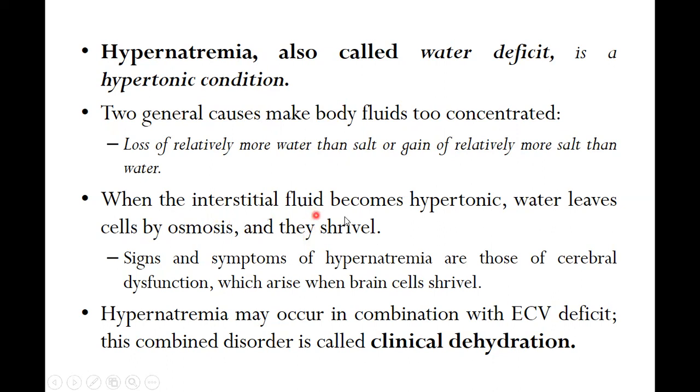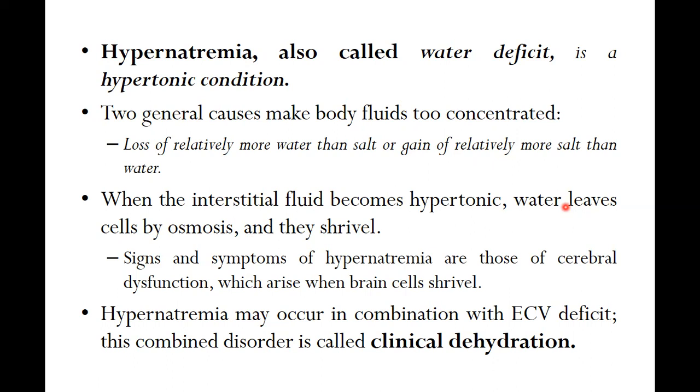So when the interstitial fluid becomes hypertonic, this is the fluid that is found outside the blood vessels, but outside the cells. This is the fluid in which the cells are bathing. When it becomes concentrated, remember osmosis. The water that is contained inside the cells will begin to leave the cells to come out into this highly concentrated environment in a bid to dilute it.